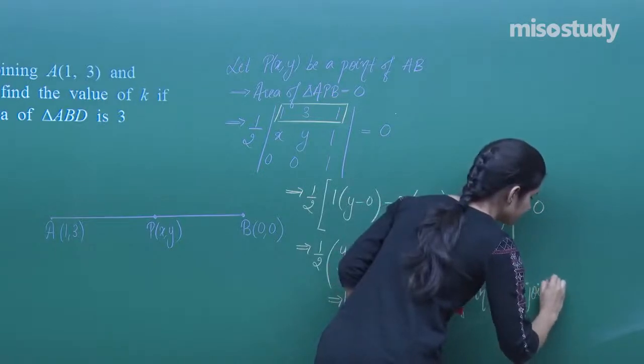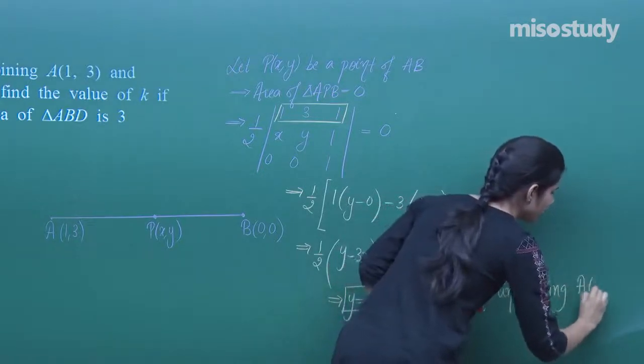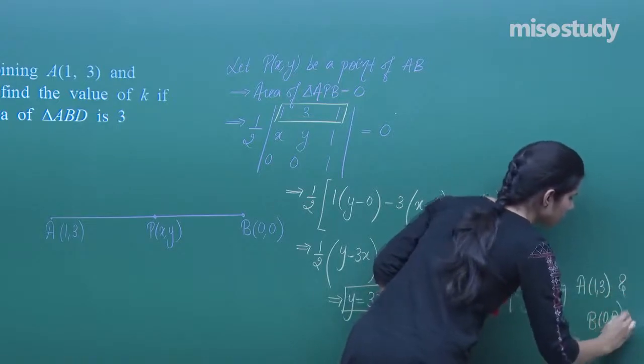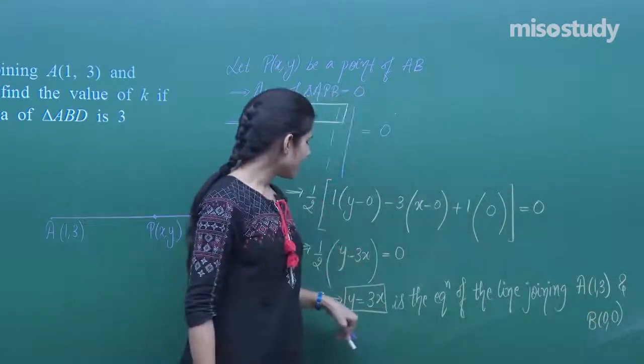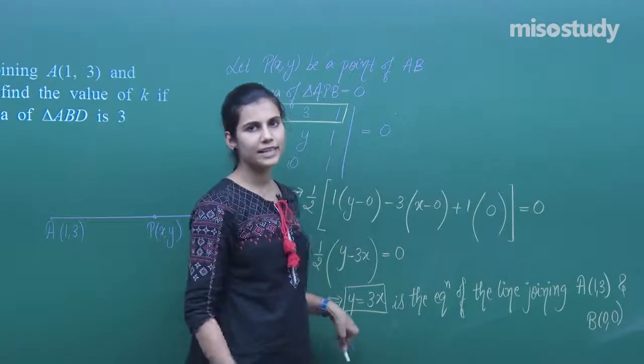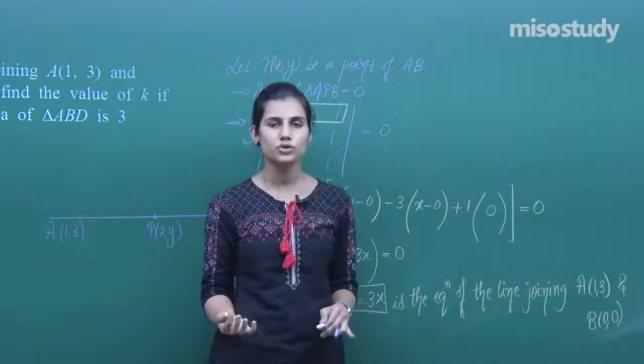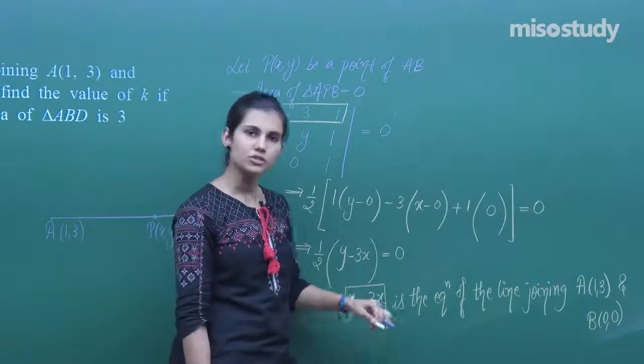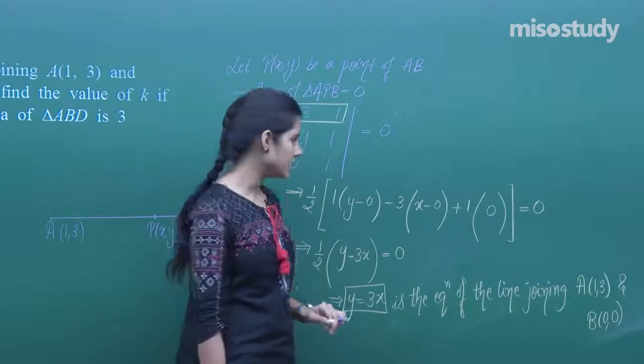joining A (1, 3) and B (0, 0). Because x and y are satisfying this relationship and (x, y) was an arbitrary point chosen on the segment, therefore this is the relationship being exercised by every point on the segment. So this represents the equation of the given line.